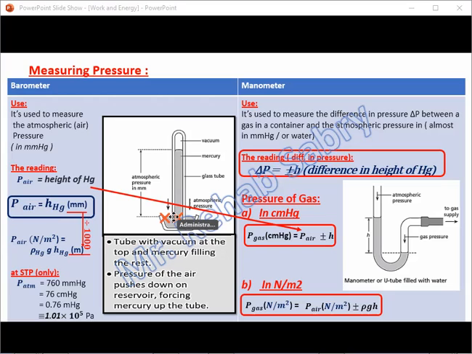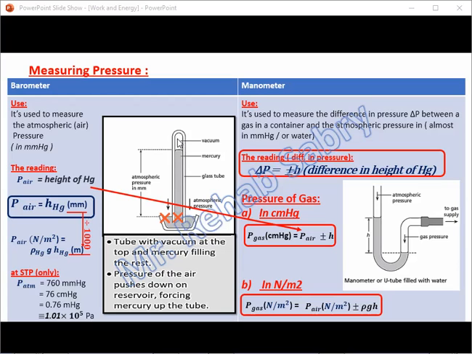The pressure here is equivalent to the pressure here, or the weight here is equivalent to the weight there. But here we are talking about the pressure, not about the weight. So because these are on the same horizontal line, the pressure here is equal to the pressure here. The pressure here is air, because this is exposed to air. The pressure here is the pressure of the column of mercury.